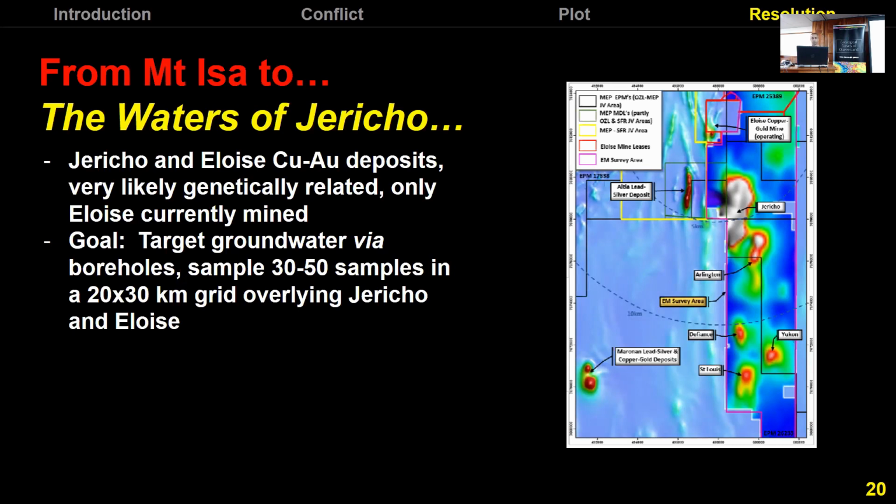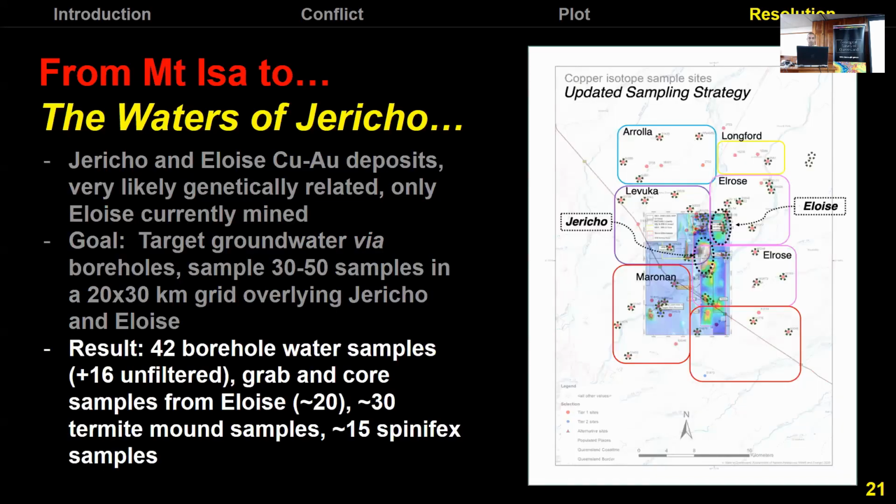The goal was basically just to target bore waters, using boreholes, of course, and to get somewhere between 30 to 50 samples in about a 20 to 30K grid around those two deposits. And this is just an EM map basically showing where those are. So they're about 60K southeast of Cloncurry, I believe, something like that.